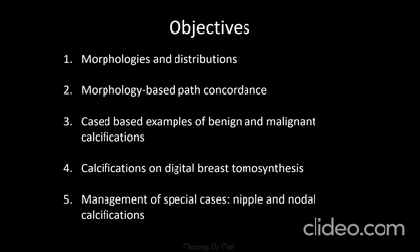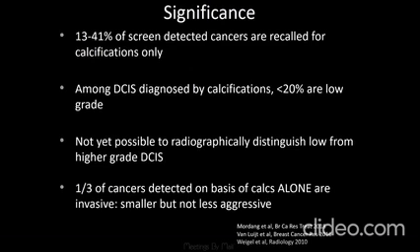So the first half of this, a lot of you are probably very familiar or bordering on board with calcification morphology and distribution, as well as morphology-based path concordance when we biopsy those. So I will try to go through that relatively quickly so that we can focus our time on some interesting cases, dive a little more into calcifications on digital breast tomosynthesis, or DBT, which Emily gave us a great intro on, and then some cases at the end.